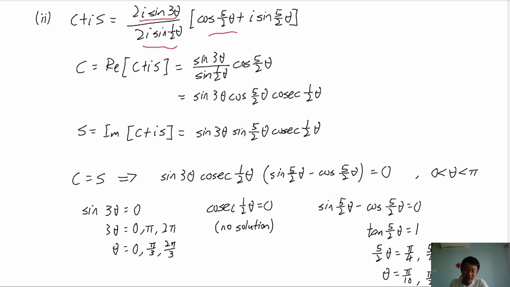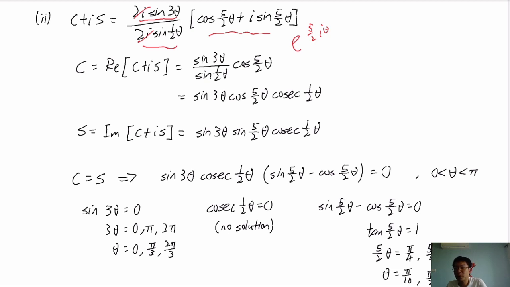And then for this one, this is from the e power 5 over 2 i theta. So e power 5 over 2 i theta is our cos 5 over 2 theta plus i sine 5 over 2 theta. And because of the 2i, we can cancel them off. So this is the expression for our C plus iS.